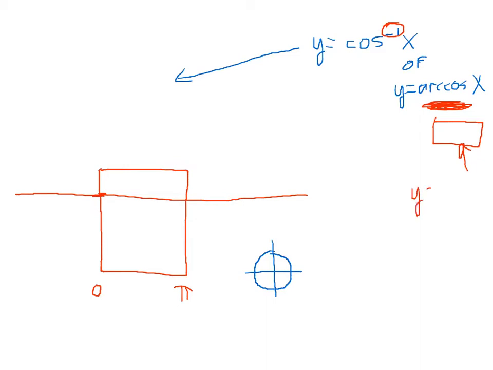And when we do that and flip over the line y equals x, we get our inverse cosine function. And so that's the big change between the two functions, is instead of being limited to the first and fourth quadrants, the inverse cosine deals with the first and second quadrants.